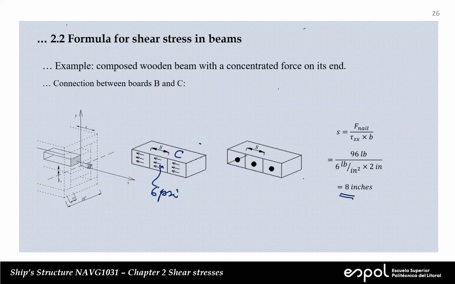Okay, so connecting A and B develops a much larger shear stress. And that's why we need the spacing to be small, 1.6. And in the other connection, you can locate the nails with more separation, larger space between them. Why? Because the shear stress that you have to sustain is much smaller. Okay?